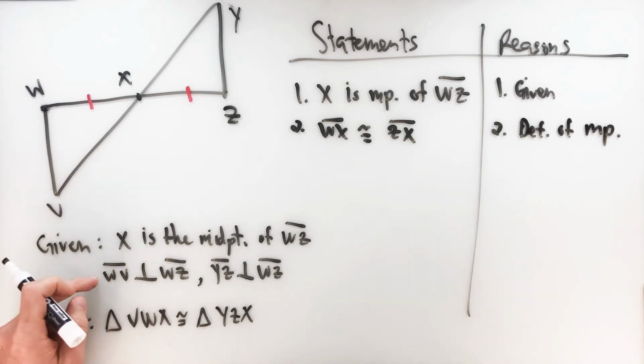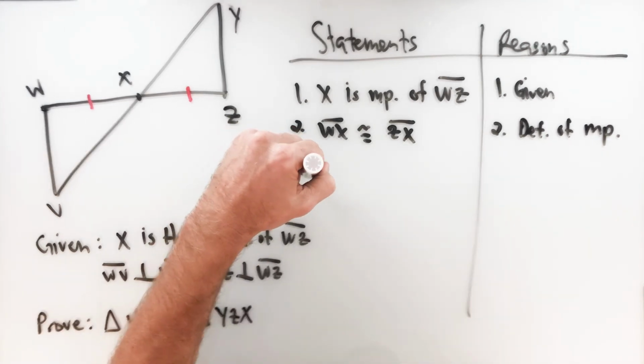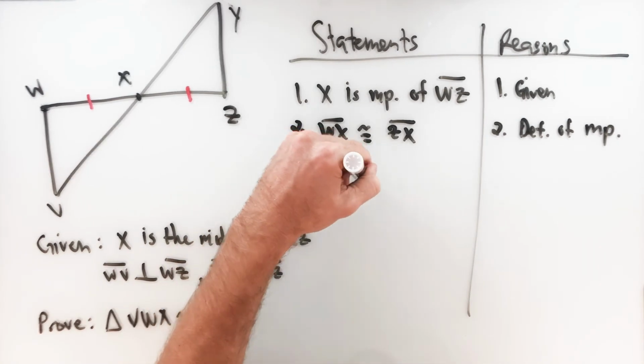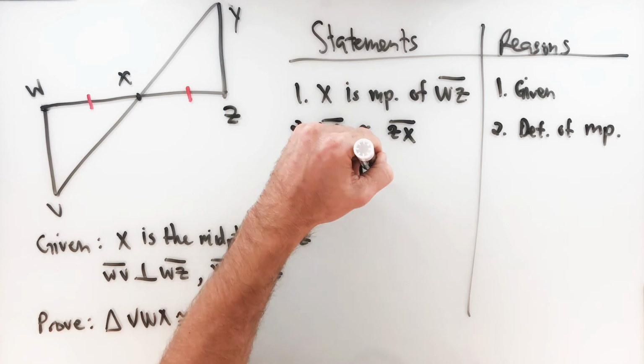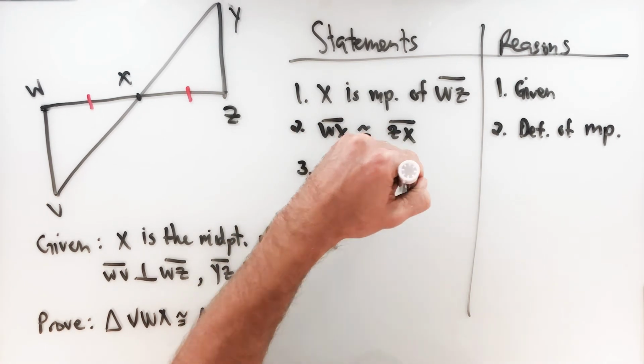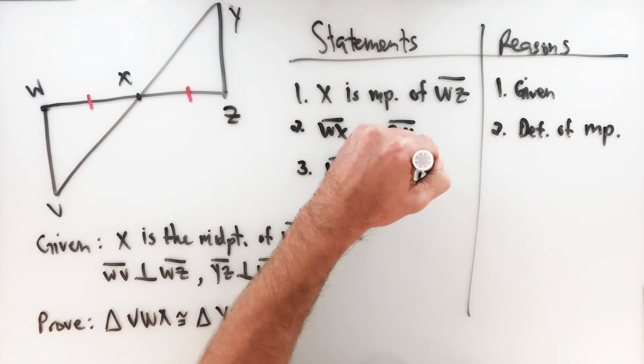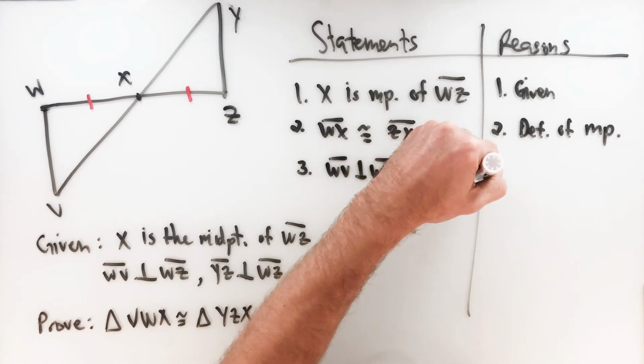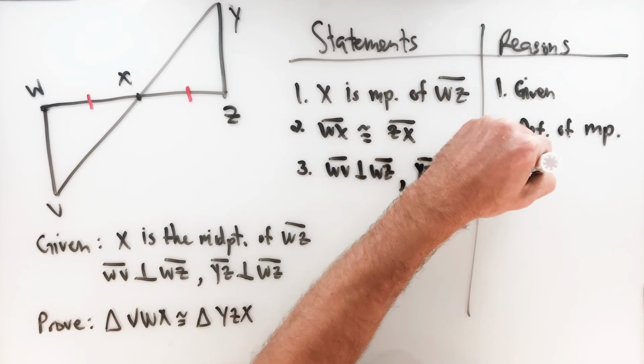Okay, so moving on to the next piece of information that's given to us, I'm going to put this all as one step here. So we've got WV is perpendicular to WZ, and YZ is perpendicular to WZ, which is also given.